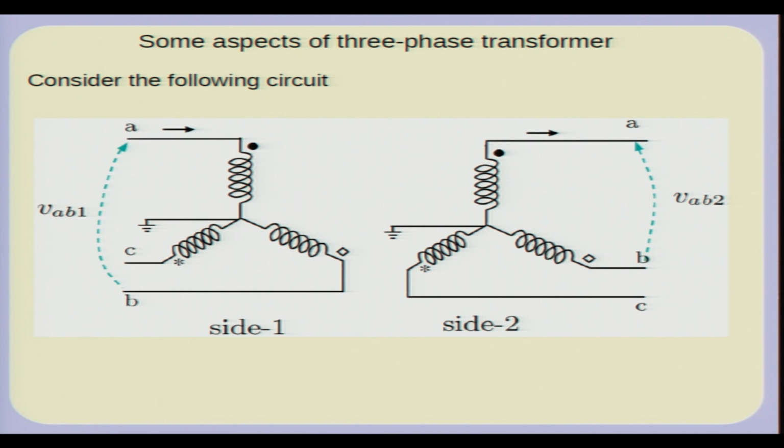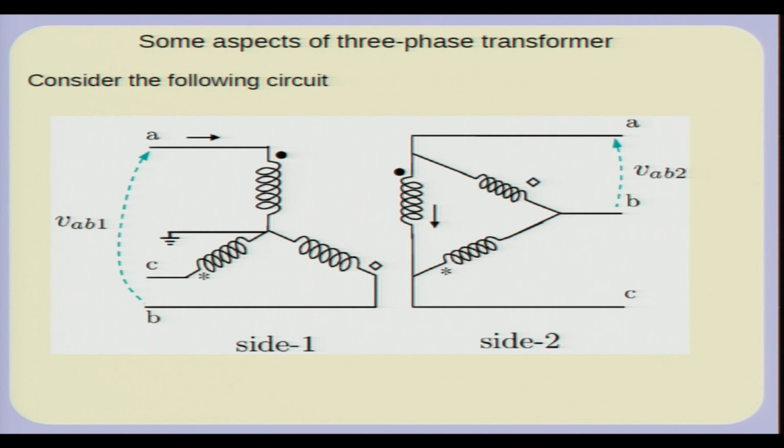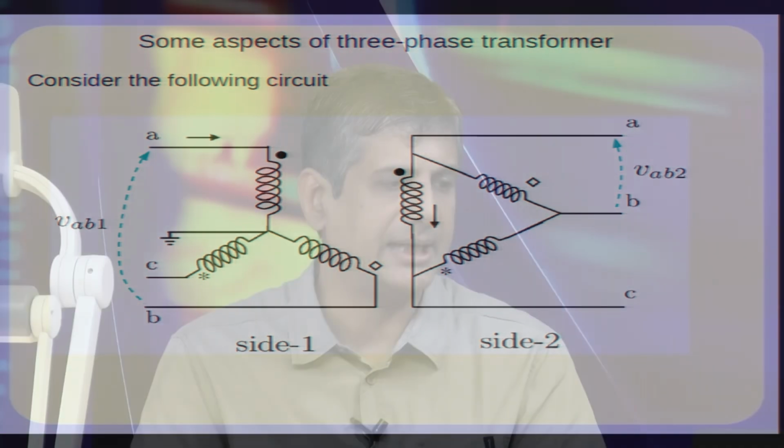This is called a YY transformer, and because the neutral point is shown here to be grounded, it is usually called a neutral grounded transformer. So YN grounded. Okay. You can also have what is known as a star delta transformer. The secondary side windings are connected in delta.